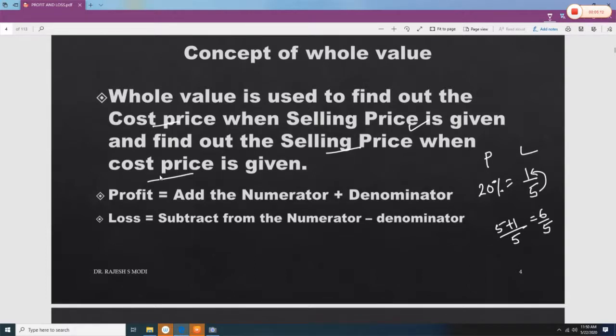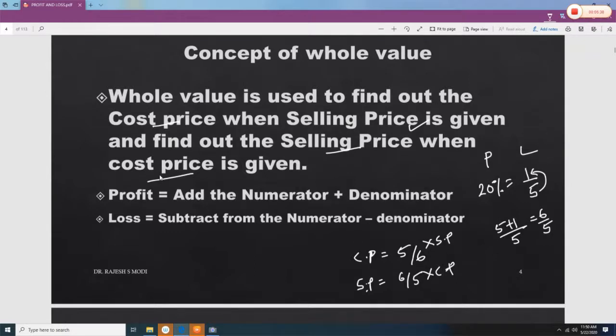Now this 6 over 5, if you are finding out the CP, then this 6 over 5 becomes 5 over 6. And when you are finding out the SP, 6 over 5 will remain 6 over 5. So when you are going to find out CP, the SP value will be given, so you have to multiply by the SP. And when you are going to find out the SP, the CP value will be given, so you have to multiply with the CP.